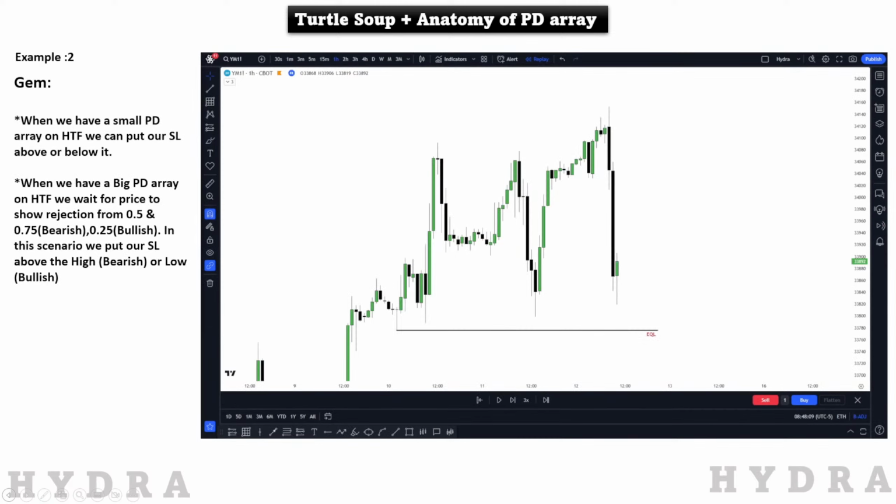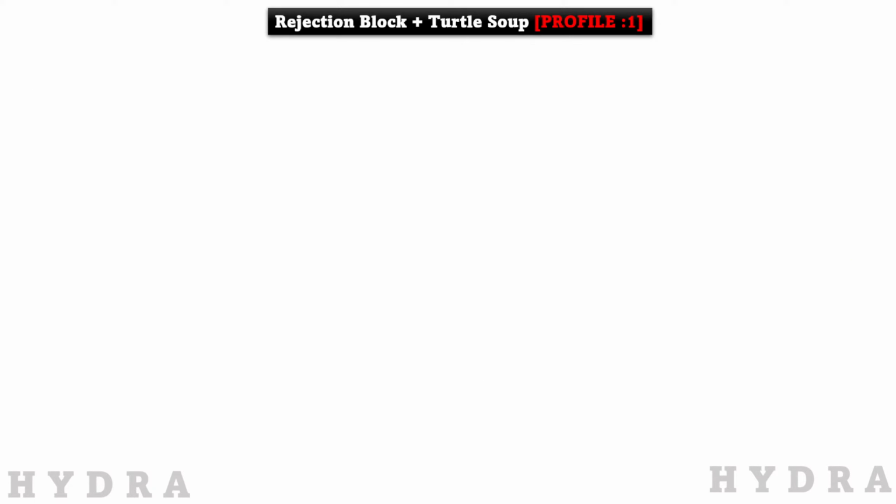Now let's go to our next chapter. Our next chapter is rejection block plus turtle soup. I'll show you guys profile 1. We have 2 profiles using this theory. The next profile, I'll show you guys inside our mentorship. So this is what you will get here in the 3-day bootcamp, the profile 1.